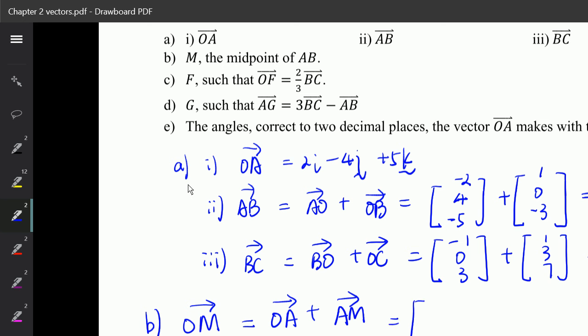So OA, we know what OA is: 2, minus 4, and 5, plus M is a half of AB. We know AB is minus 1, 4, and minus 8. So what we work out here is 2 minus a half, that's 3 over 2, minus 4 plus 2, that's minus 2, 5 minus 4, we have 1. So the coordinates of M will be 3 over 2, negative 2, 1.